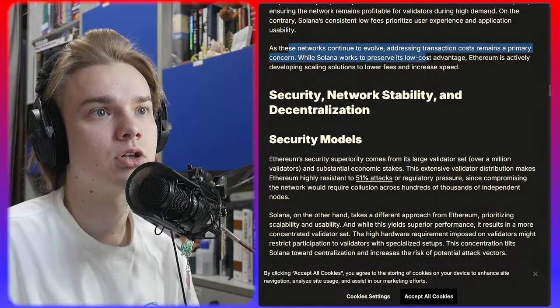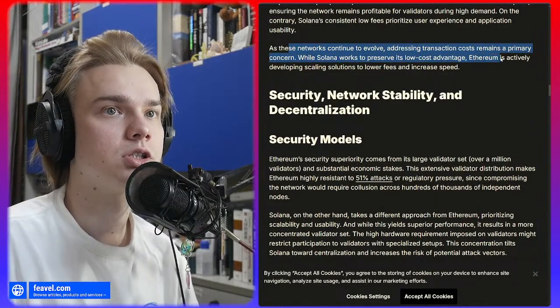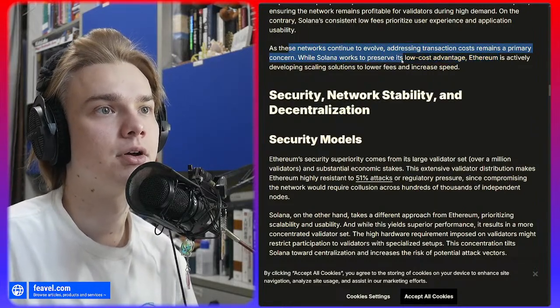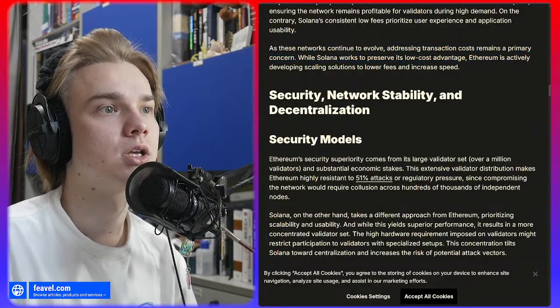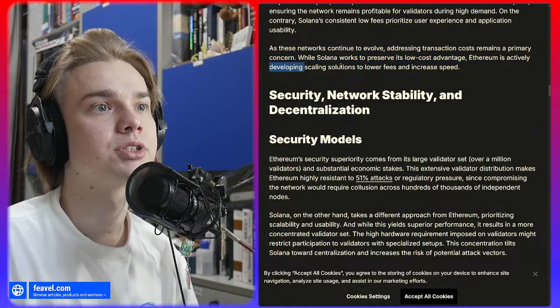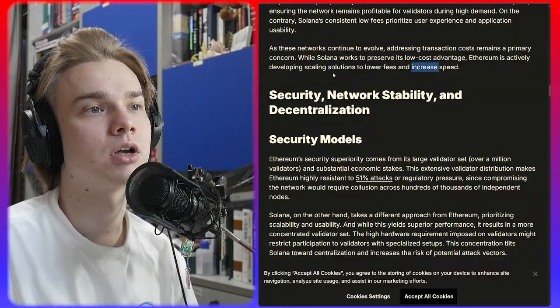As these networks continue to evolve, addressing transaction costs remains a primary concern, while Solana works to preserve its low-cost advantage. Ethereum is actively developing scaling solutions to lower fees and increase speed.